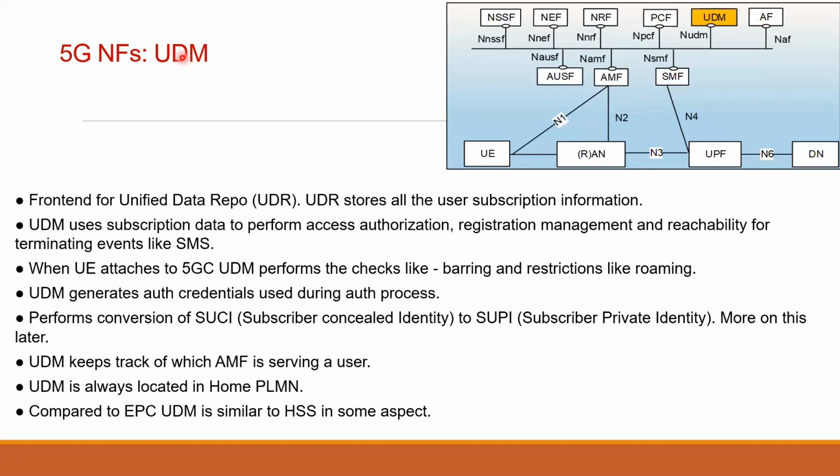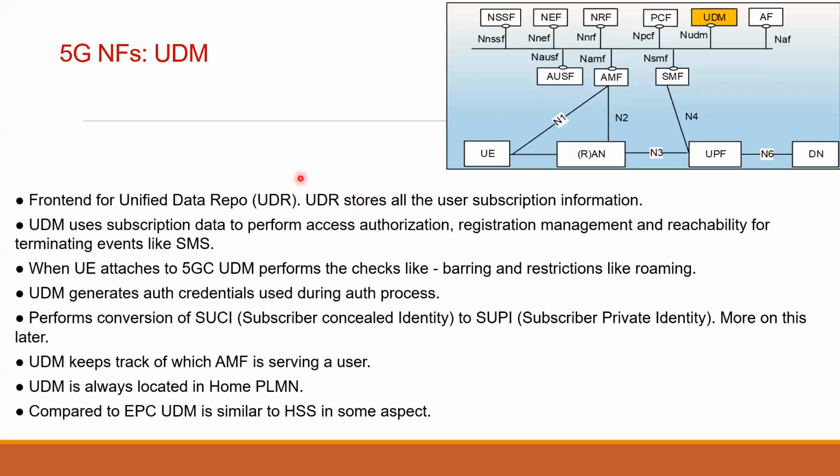The next network function is your UDM, Unified Data Management. It is somewhat similar to what HSS used to do. It's the front end of UDR. UDR is another component, the Unified Data Repository, and we're going to discuss it in the next slide. So UDM is the front end of UDR, and UDR basically stores all the user subscription information.